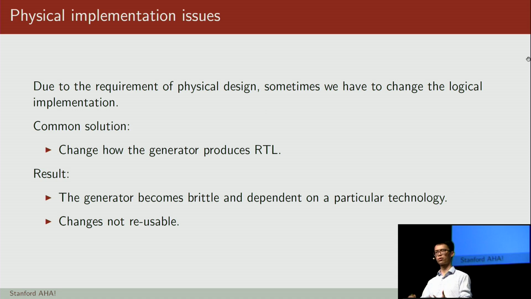But as we did more changes to the generators themselves, we found out two problems. First, the generators themselves become very brittle because we add algorithmic changes to it, and the generator becomes very dependent on a particular technology. And sometimes those changes are very useful for other designs. Because we embedded those changes in the generators themselves, those changes are not reusable at all.